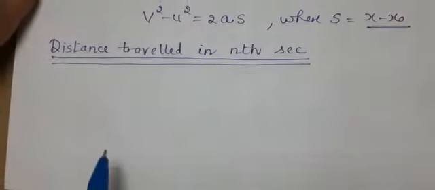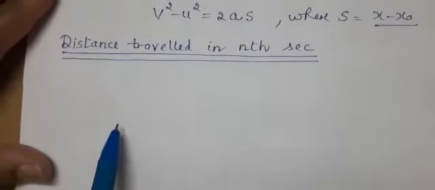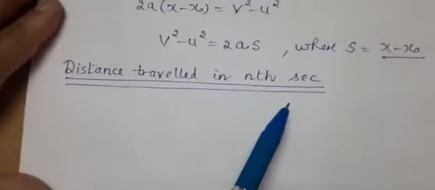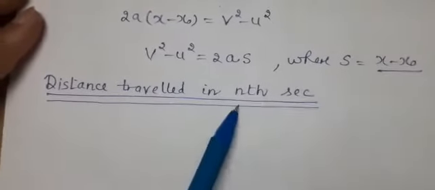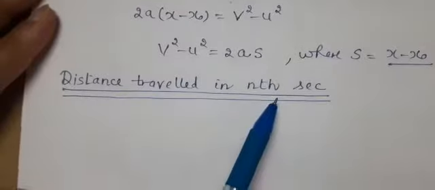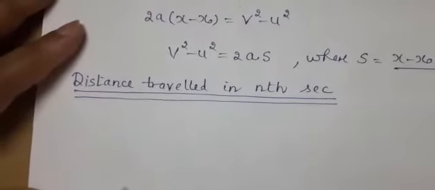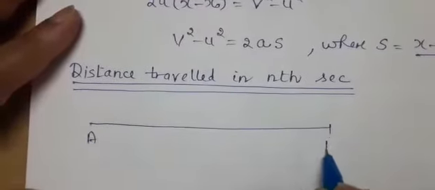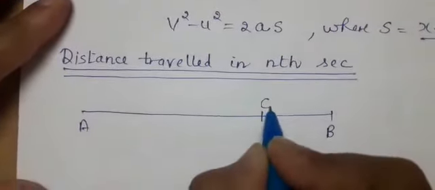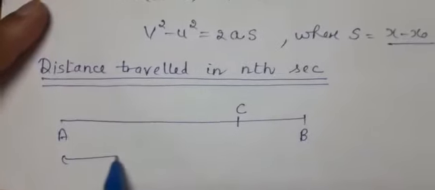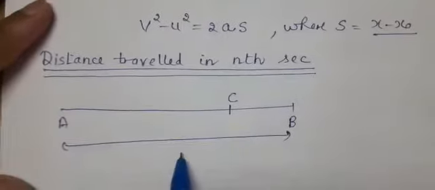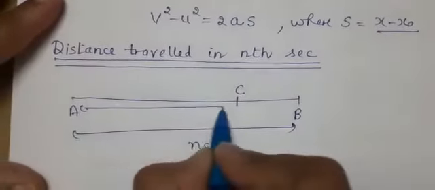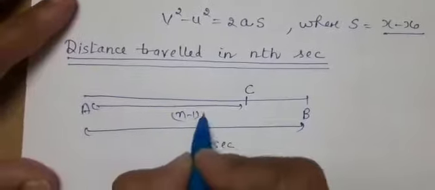Now, after the derivation of the 3 equations of motion, next we are taking the distance travelled in the nth second. Basically, we have to understand the concept of the nth second. Let the body be moving along a straight line from point A to B, and C is a point such that the distance A to B has to be covered within n seconds, and A to C is the distance covered in n minus 1 second.